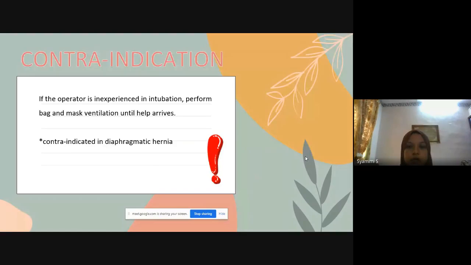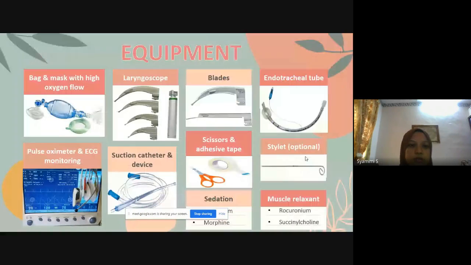Okay, the next one is the equipment. The first one you need is a bag and mask, with high oxygen flow. Second one is the laryngoscope and the blades. We have two different types of blades, which is the Mac and the Miller. The Miller is the straight one. So usually we use the Miller for infants or neonates, and the Mac for older children.